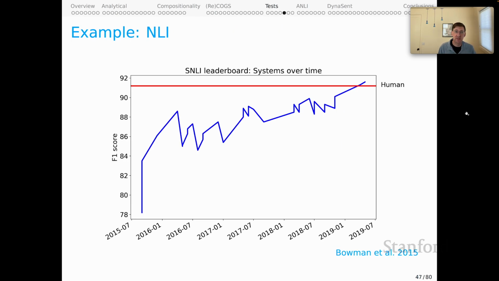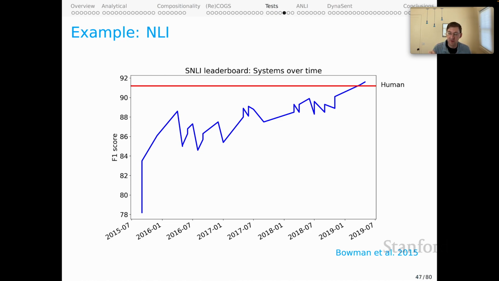Let's move to a second example. This is natural language inference. What I've got on the slide here is a picture of performance on SNLI, one of the major benchmarks for this task, over time. So along the x-axis I have time, along the y-axis I have the F1 score, and the red line marks our estimate of human performance. And the blue line is tracking different systems from the published literature.